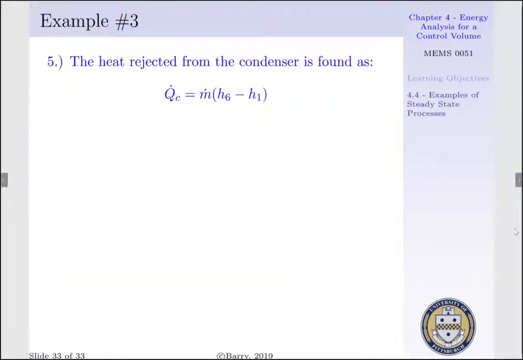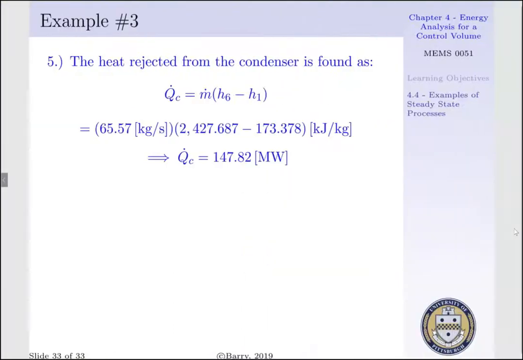Lastly, our heat rejected from our condenser is one and the same. H6 is now updated for having a higher quality, but our mass flow rate has decreased, and we find our heat rejected is 147.82 megawatts. Once again, a lesser value than just a superheat Rankine cycle.